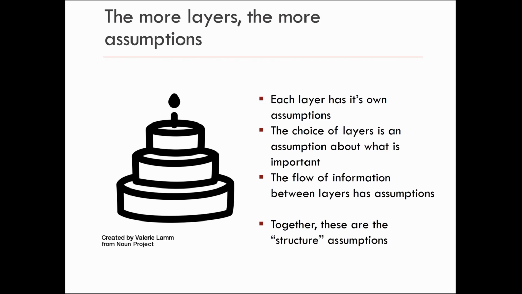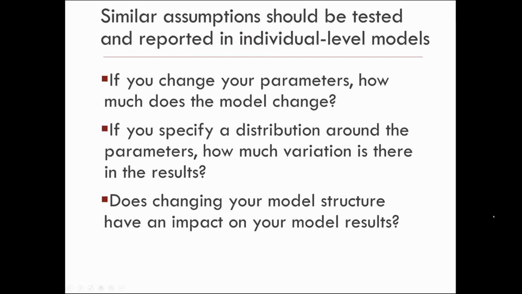We can also think about the ways that information flows between layers and how that has assumptions. Together, these add additional structural assumptions to our individual level simulation model beyond the ones that we had in the group level model. But just like with a group level model, the assumptions in the individual level model should be tested and reported. We can ask the same types of questions about an individual level simulation model as we asked about a group level model. If the parameters change, how much does the model change? If the parameters are drawn from some distribution, how much variation do we see in the results? And if we change the model structure in some way, how much of an impact does that have on what happens to the individuals in the model?